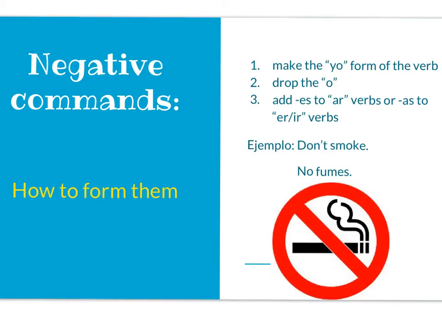Negative commands, this is how you form them. You make the yo form of the verb, you drop the o, and you add es to the AR verbs or as to ER and IR verbs. So it's the opposite. So if you want to say don't smoke, that comes from the verb fumar. So I make my yo, which is fumo. I drop my o, which is fum. And then I add my opposite ending, es, no fumes.